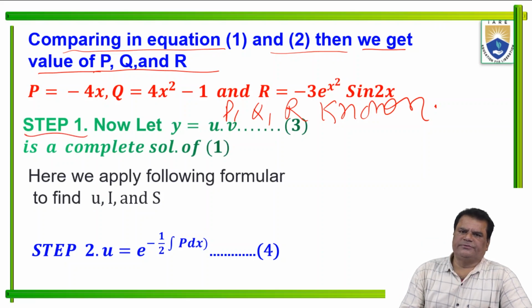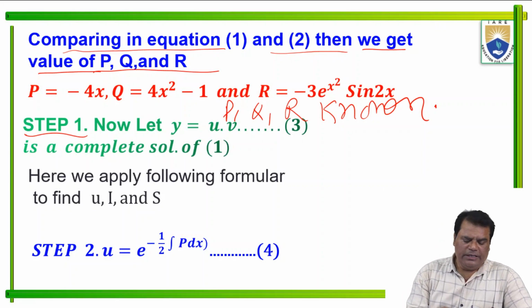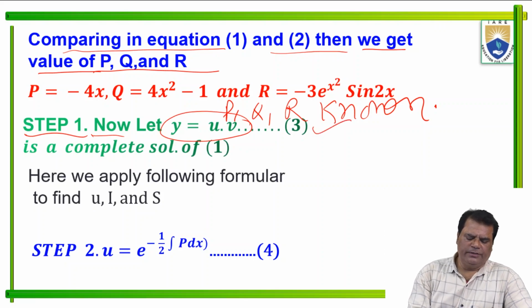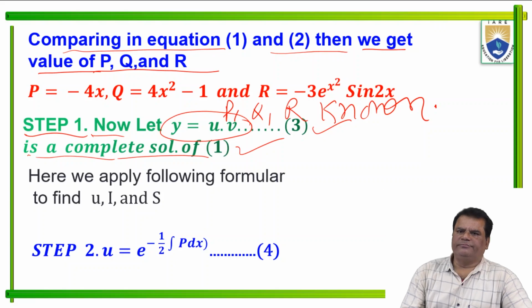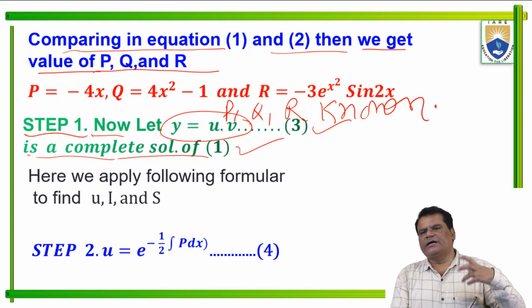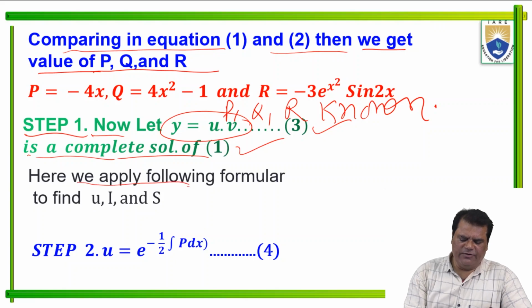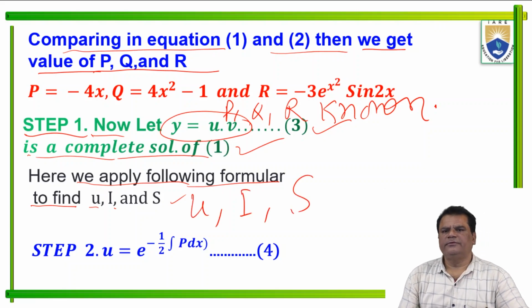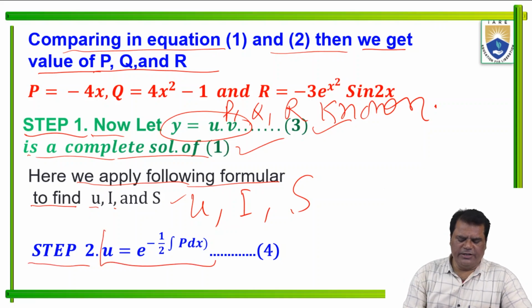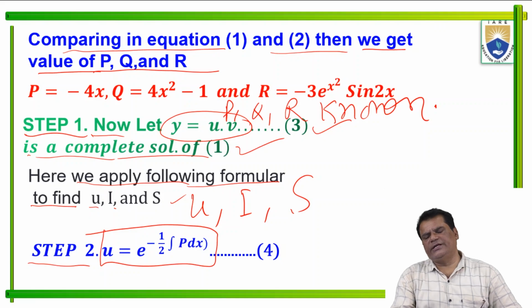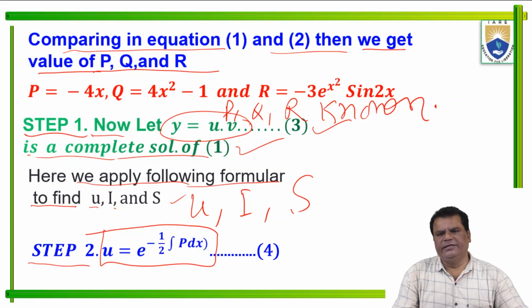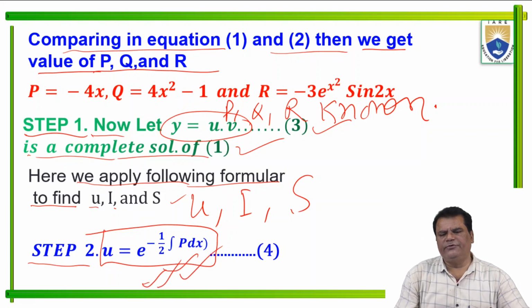Now step 1 applies. There are only 3 steps; within these steps we can find the solution. Step 1: let y equal u into v be the solution. This equation 3 is a complete solution of 1. Here we apply the following formulae to find u, I and s. Step 2, the formula for u. This is the formula we have proved in the last method, where we discussed in detail how we can find the value of u.